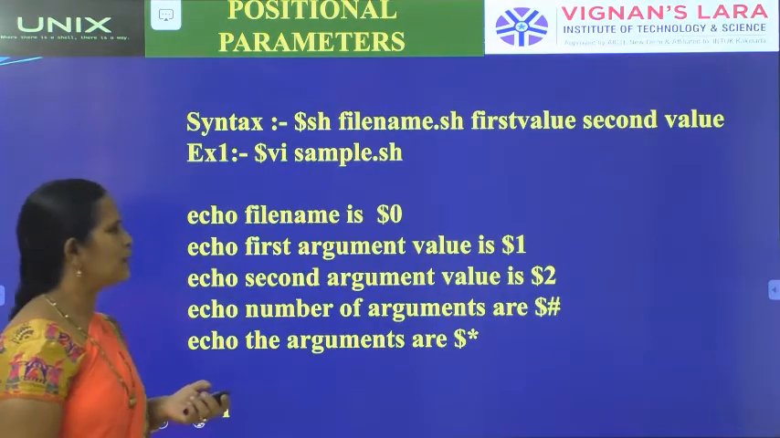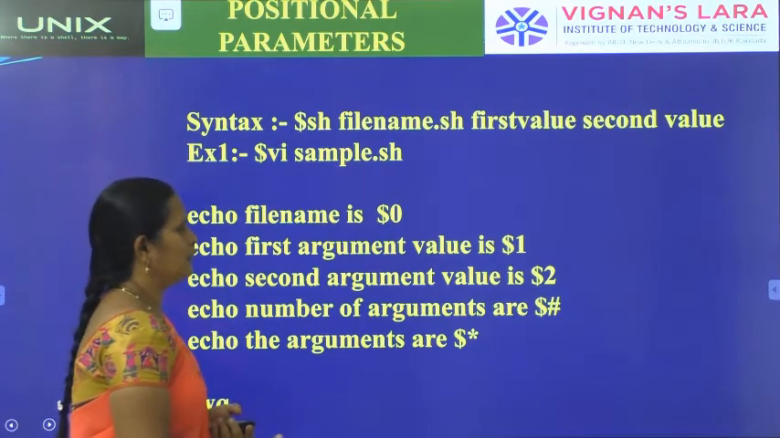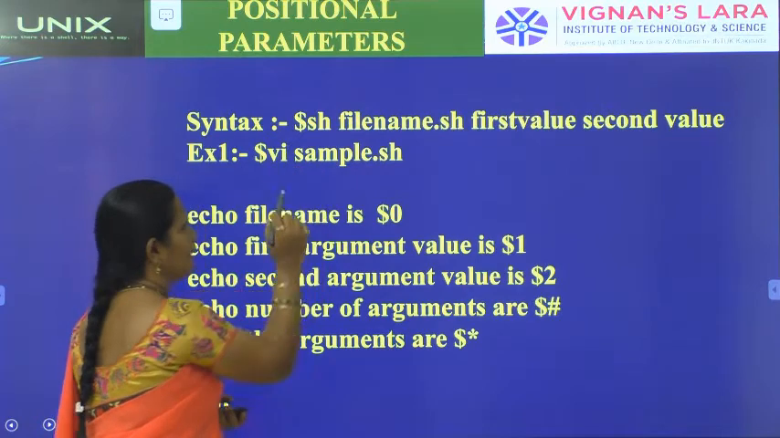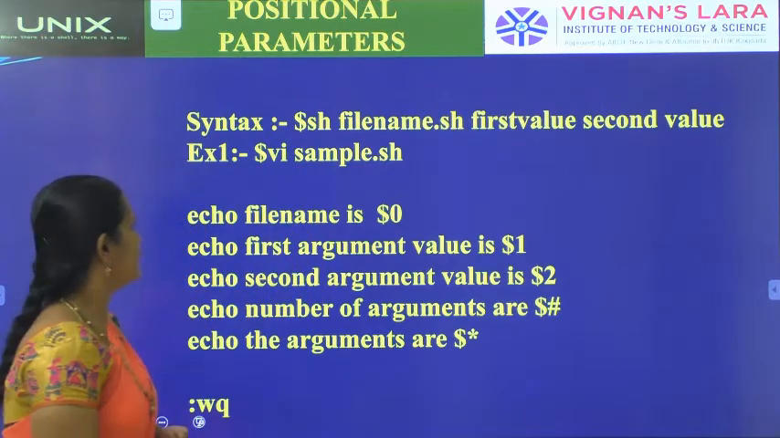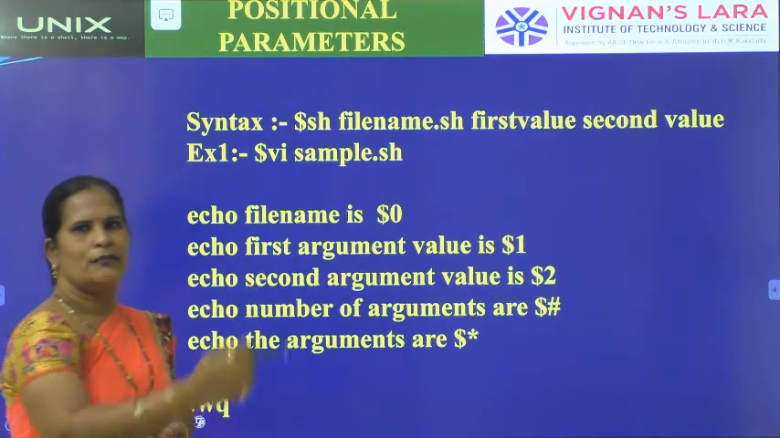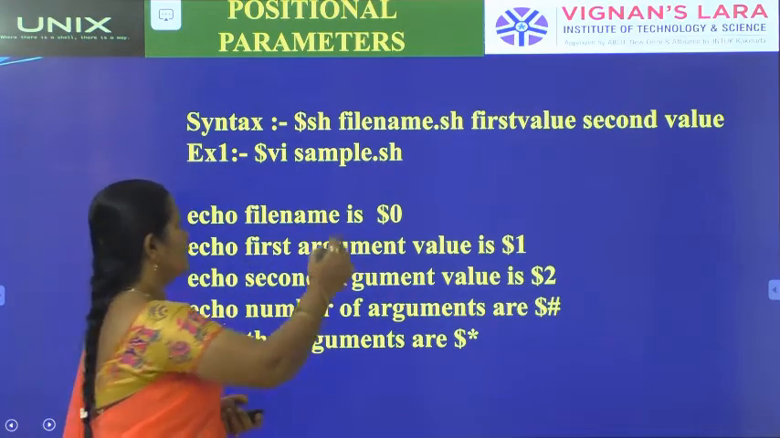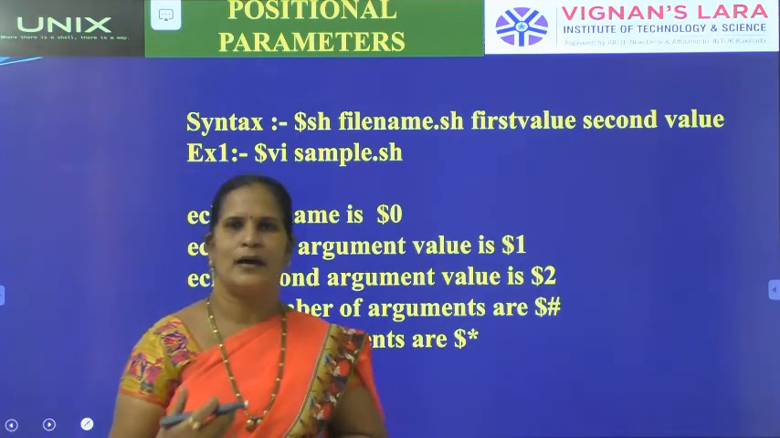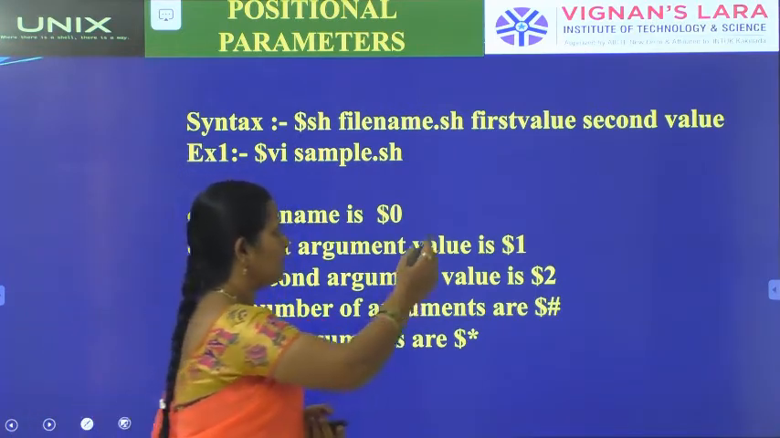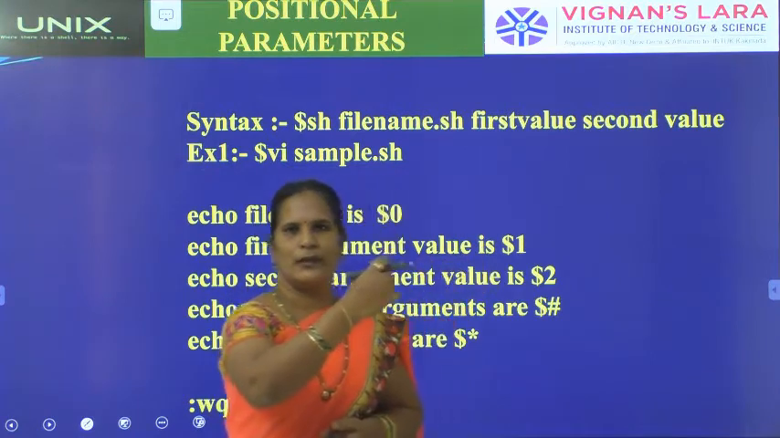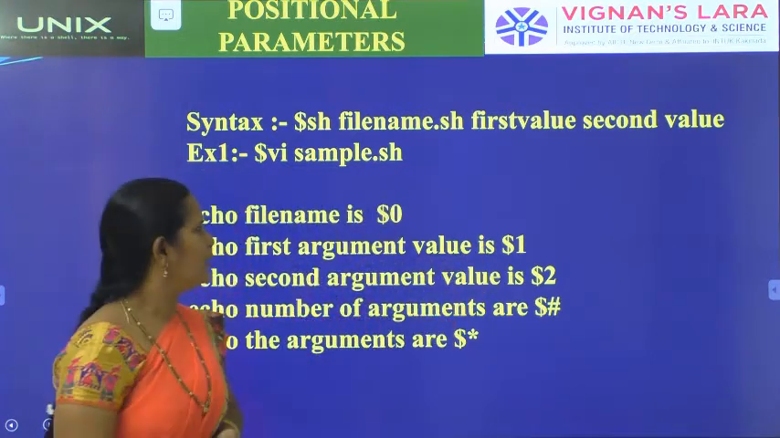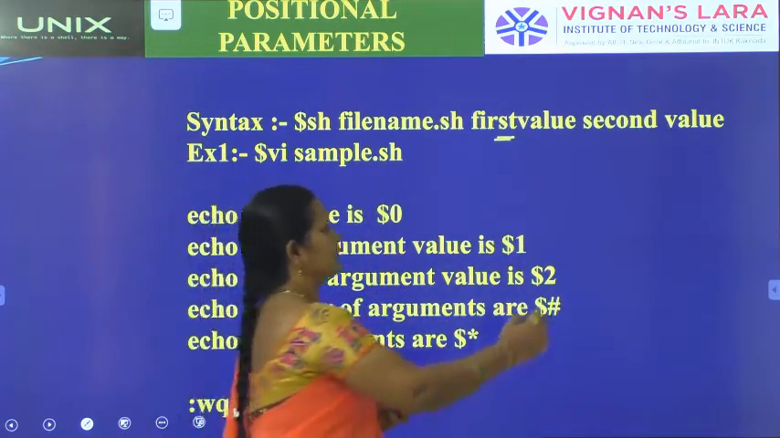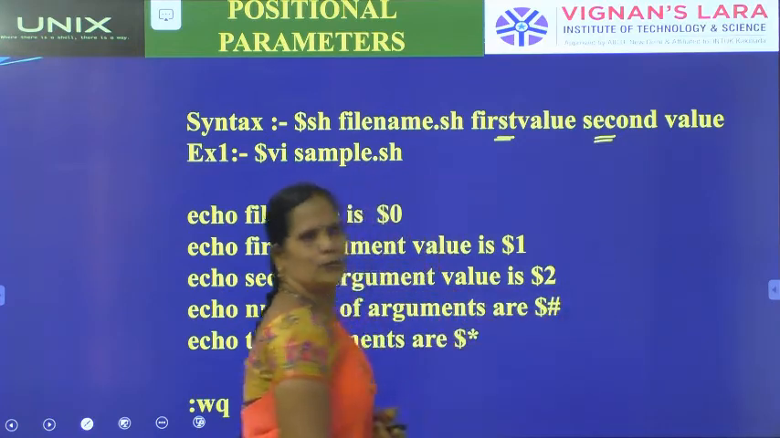First we have to observe the syntax, how to specify the values. In order to compile and run a shell program, the syntax is sh space filename dot sh. Here we are specifying the values. These are command line arguments. We are specifying the values to positional parameters. The first value is the $1 value. Next, the second value is the $2 value.